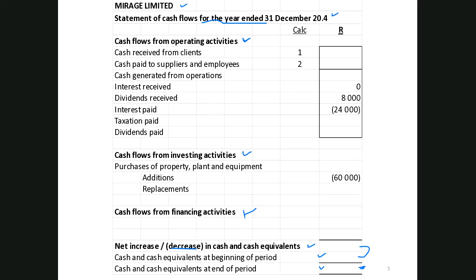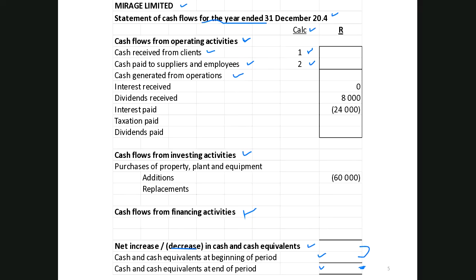There's certain information that's always going to need quite a big calculation. I do suggest you use a calculation column like this, so that when we're marking, we can go back and look at your calculations. Cash received from clients, cash paid to suppliers and employees are the first 2 lines under cash flows from operating activities, and they require normally quite a lot of calculations. So that's why I've already put calculation 1 and 2 there. And then the next line is cash generated from operations.